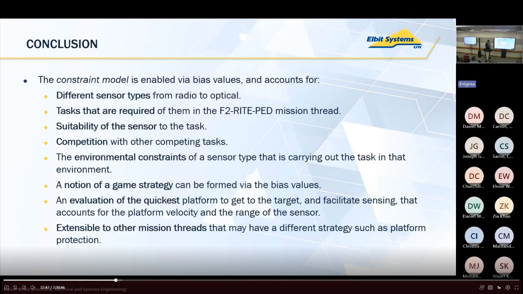So we've got a situation where we can take in the level of complexity. We've simplified it with these constraint models, mission threads and the layers of them. We can take into account different sensors, the mission thread stages, the suitability of the sensor to carry out the task, the competition with other tasks, and also the environmental constraints on that sensor, all in one go. The notion of a game strategy is there, and it will be enhanced and optimized with EA. We can also make an evaluation of the platform to serve as the reward function for getting a better optimized result, and it's extensible to other mission threads.